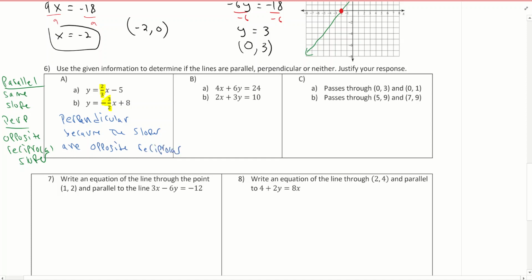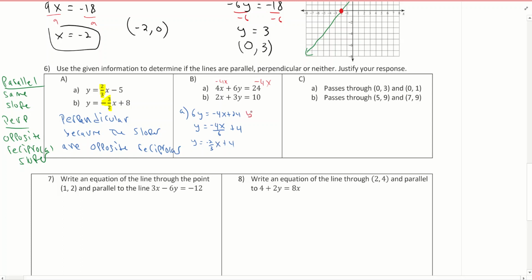Okay, for part B, we can't actually see the slope in these right now, so we need to again solve. So we're going to start by moving this 4x to the other side, and that's going to give us 6y equals negative 4x plus 24. We divide both sides by 6, and we're going to get negative 4x over 6 plus 24 divided by 6 is 4. If we simplify this a little bit, it's going to be negative 2/3 x plus 4, right? Negative 4/6 simplifies to negative 2/3.